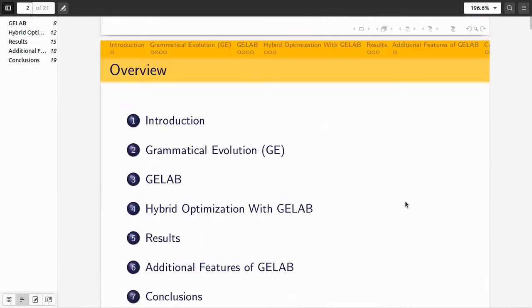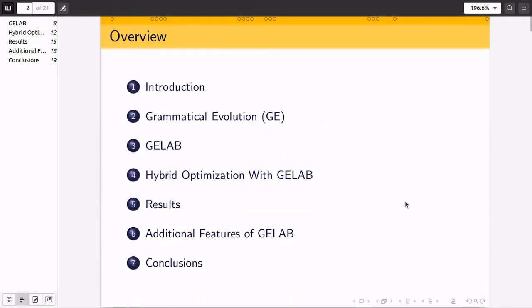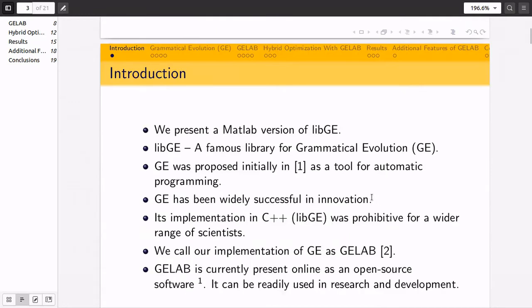The rest of my presentation is structured as follows. First of all, I'm going to give a brief introduction to grammatical evolution, and then I'm going to talk about GELAB, which is a novel tool for doing grammatical evolution in MATLAB. Then I'm going to talk about how we achieved hybrid optimization with GELAB. I'm going to present the results afterwards, and briefly talk about additional features of GELAB, and eventually I'll conclude by giving some conclusions.